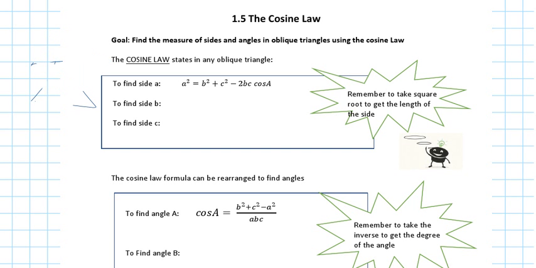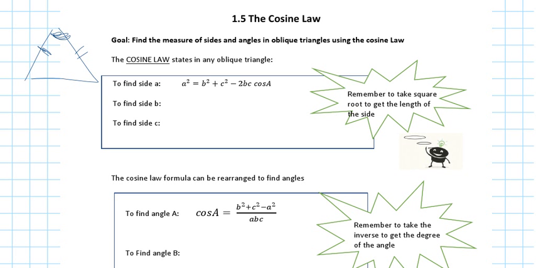Now, what if I don't have these two cases? What if I have, for example, this case, where I'm given this side, this angle, and the other side. So in this case, I have two sides, but I don't have an opposite angle. I have what we call the contained angle. In this case, I can't use the sine law.